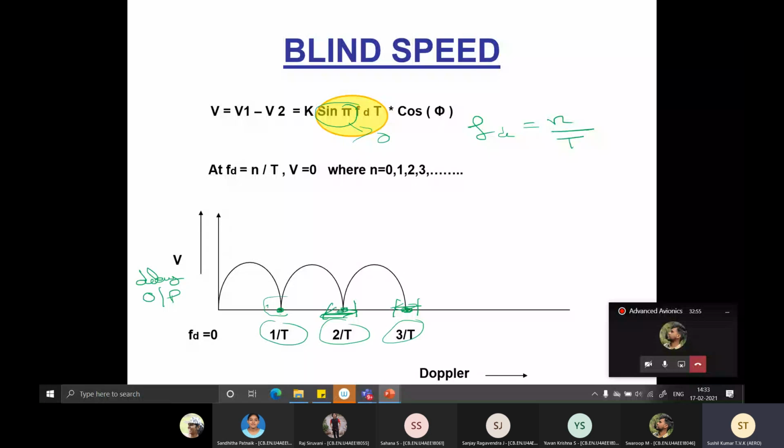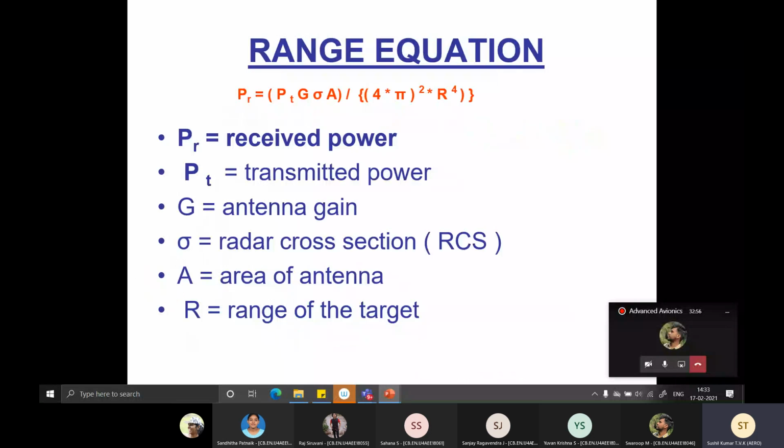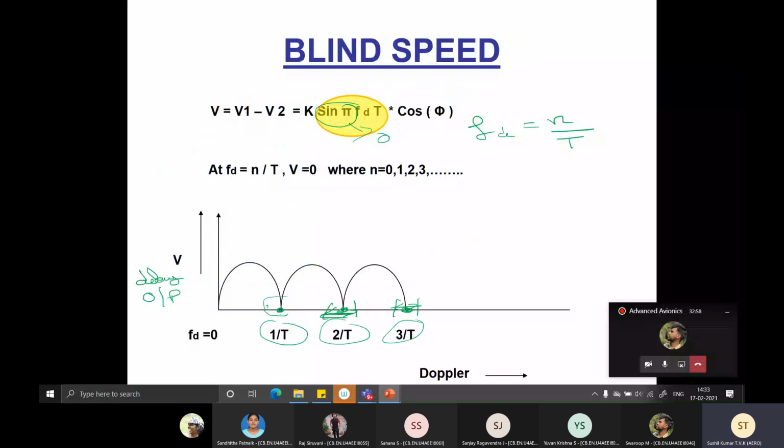So that is about MTI radar, moving target indicator radar. Yeah. Now for the class, do you want to ask me any questions on this?